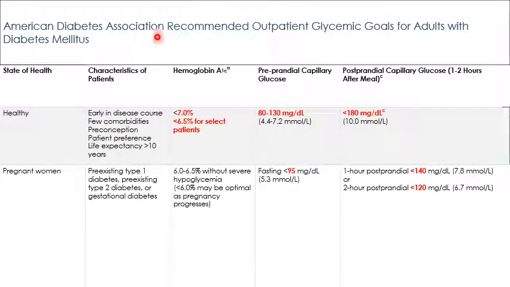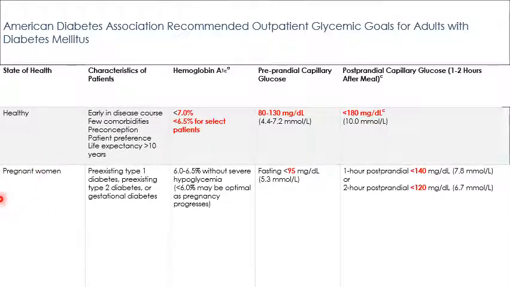What is the glycemic goal for adult with diabetes mellitus? Remember, healthy patient, we have strict glycemic control, less than 7 and less than 6.5. Remember, if the patient is early in the diagnosis and the patient is healthy, we can use this tight glycemic control. If the patient has multiple comorbidity, we increase the glycemic target. Remember, pre-prandial for healthy patient from 80 to 130, and postprandial must be less than 180.